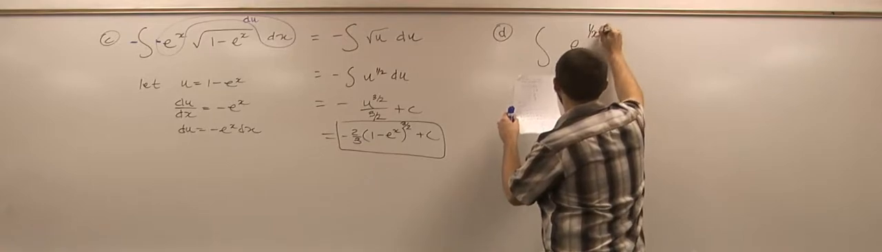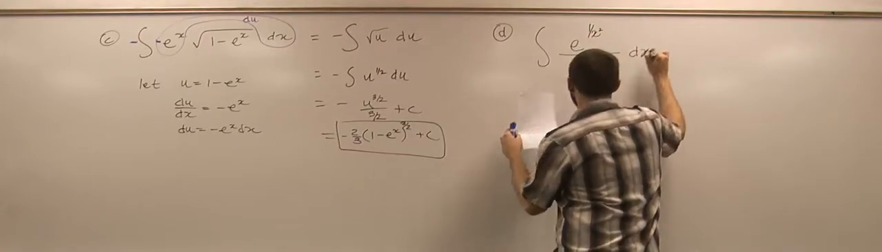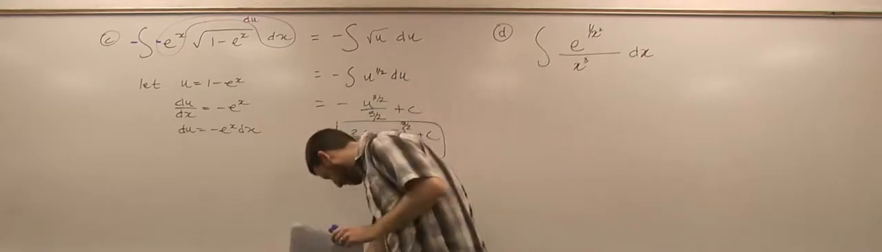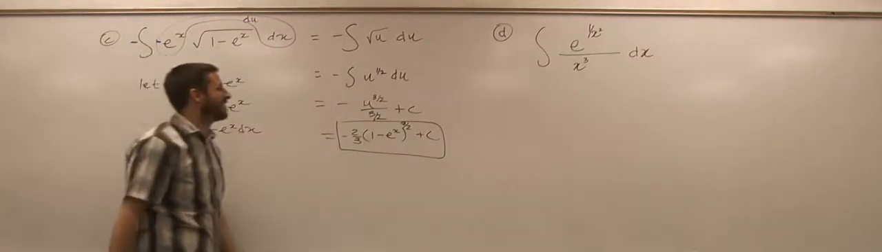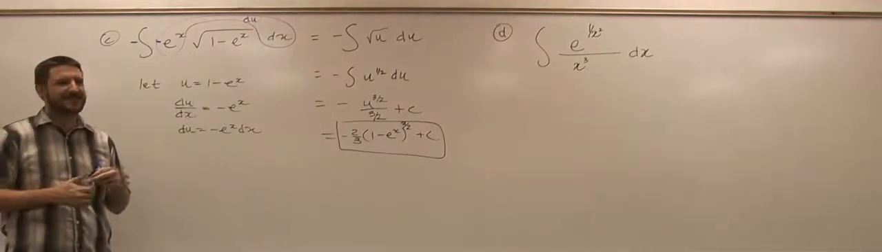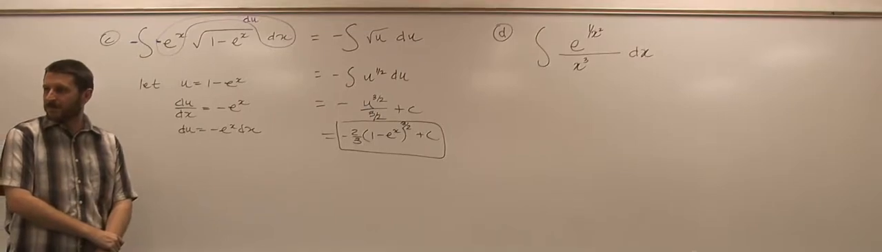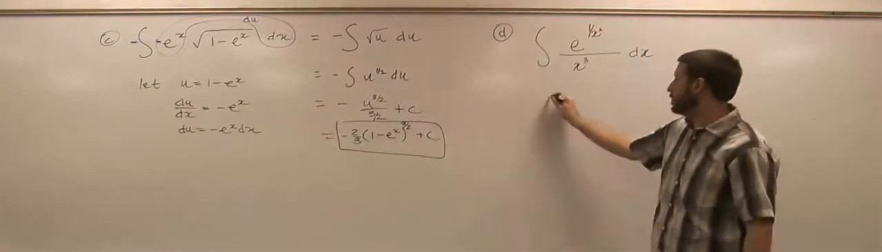1 over x squared divided by x cubed. Aw, oh man, damn. So how do we do this guy? U is x to the negative 2. Do you guys all see that? Quickly, hopefully.